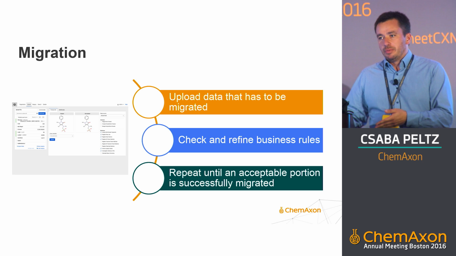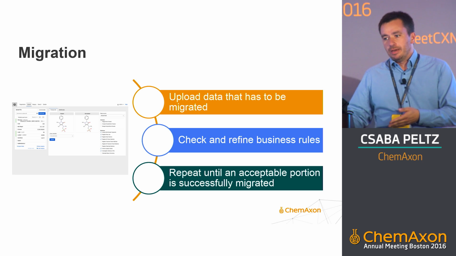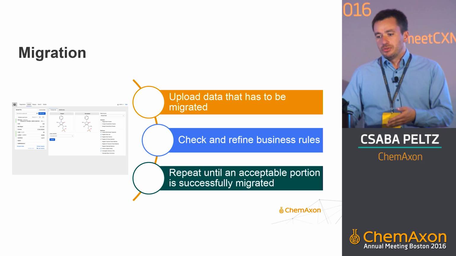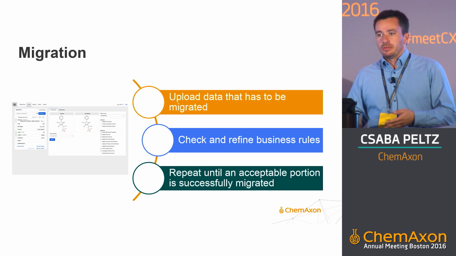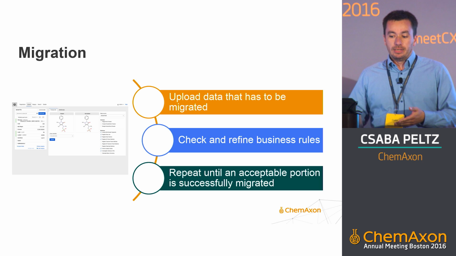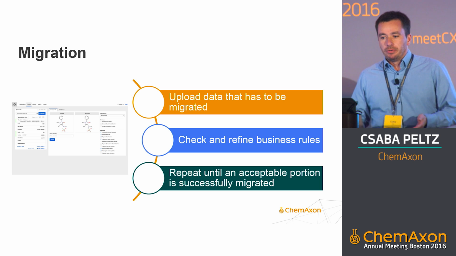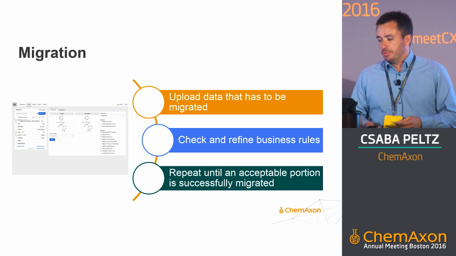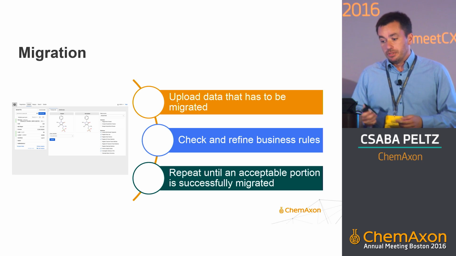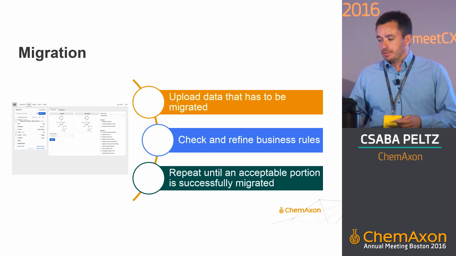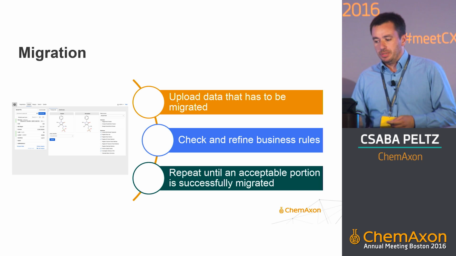Because that's going to be the point where you either have to make a decision that you stick to the rules that you imagined, or you refine the rules in order to have a much better ratio in terms of data migration, successful data migration. And you repeat these steps till you finish, and an acceptable portion is migrated.